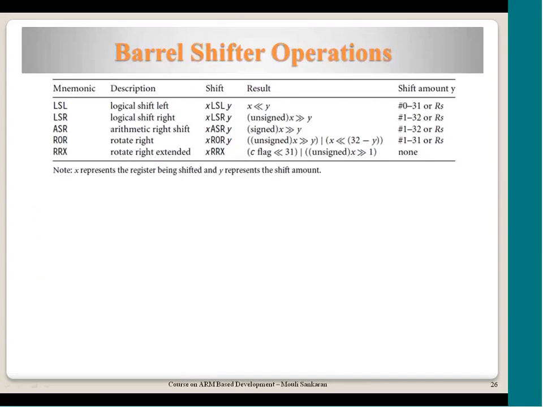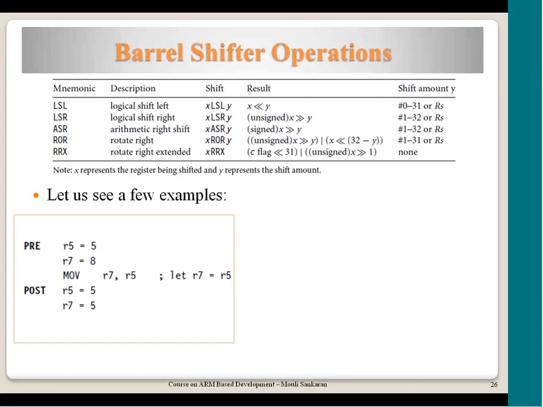Don't worry about this set of logical operations with barrel shifter. In the next session, I will be going into details of every one of them. So I thought of showing you a few examples. Suppose before this instruction gets executed, the values of these registers were assumed to be 5 and 8. Now MOV R7, R5. That is, R5 is moved into R7, that is R7 equals R5. Now what is the value of R5? It's 5. So that is moved into R7. That's what happens after this instruction is executed.